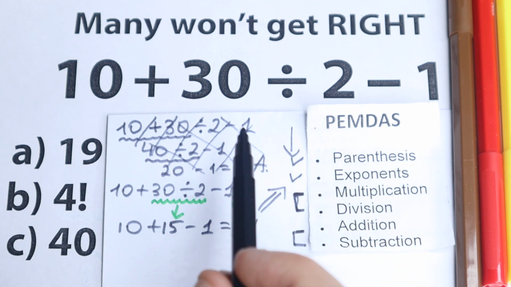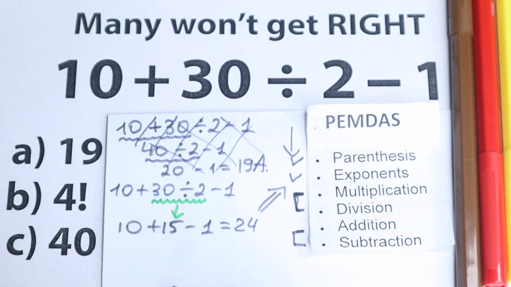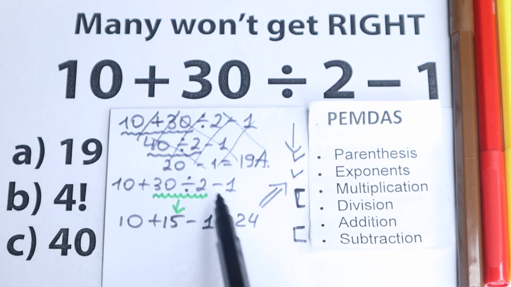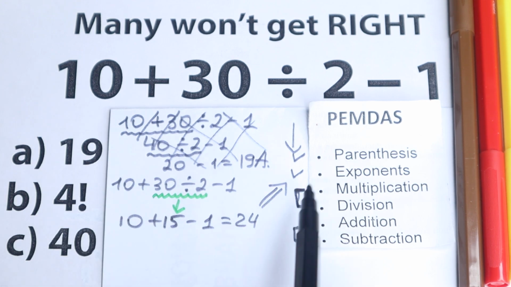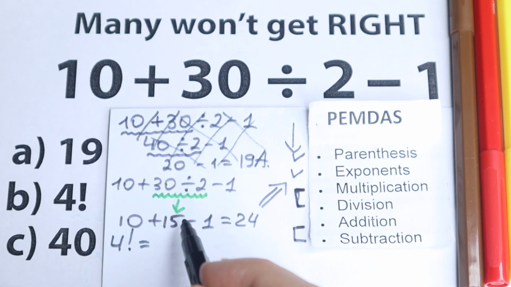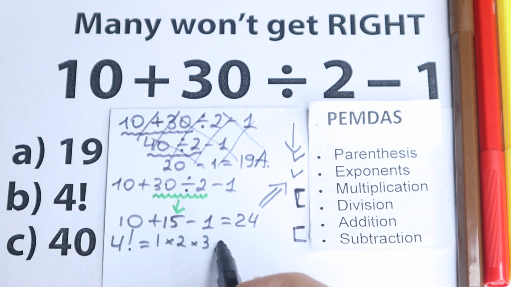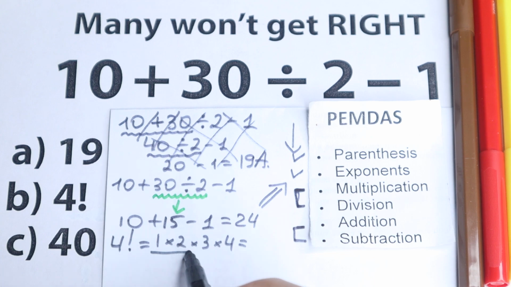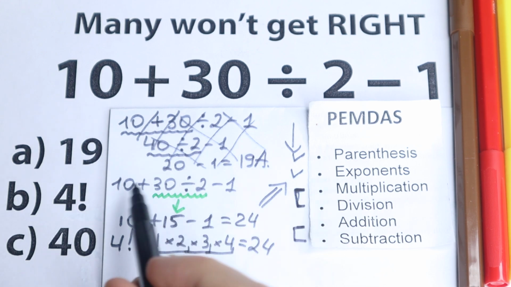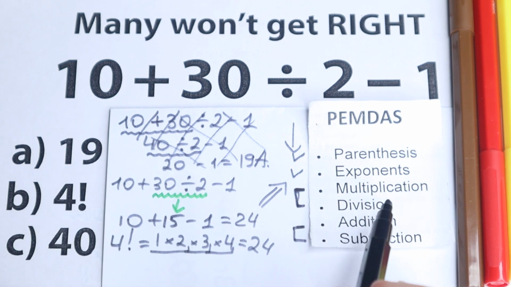So we solved it according to PEMDAS. The correct answer is 24. But let's solve it according to this test. We have 3 options and we need to choose which one is correct. We have 19, 4 factorial and 40. 19 is not the same as 24, very obvious, and 40 is not the same as 24, very obvious. So what about this 4 factorial? We need to know that 4 factorial is the product from 1 to 4: 1 times 2 times 3 times 4. So 1 times 2 is 2, 2 times 3 is 6, 6 times 4 is 24. And as you can see, this 24 is the same as this one. So 4 factorial is 24. According to PEMDAS, the correct answer is 24, and according to this test, our answer is option B.